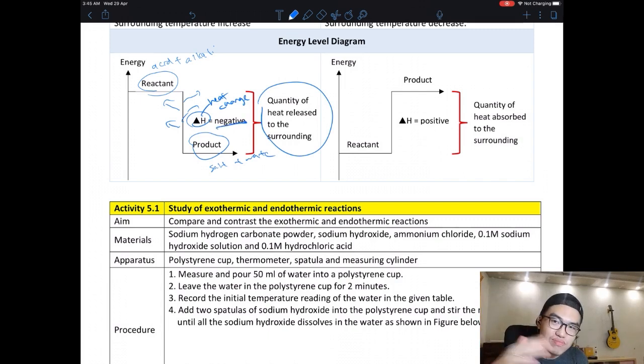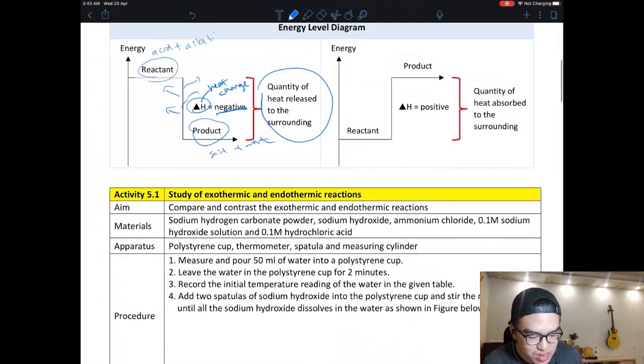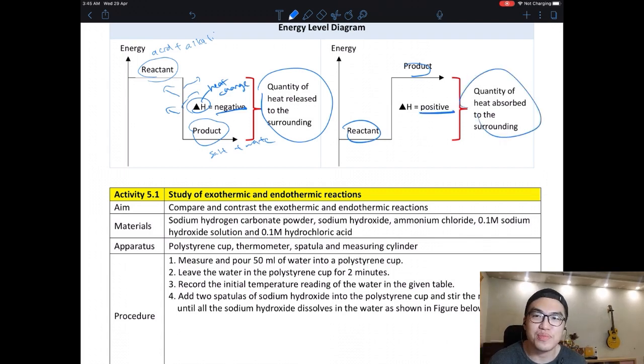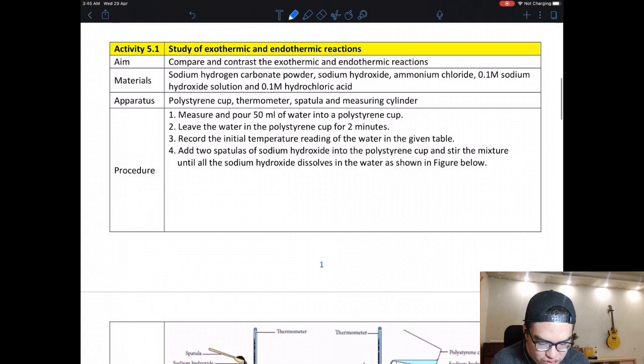Endo is the other way. Your product should have higher energy. I'm gaining energy. Surroundings become colder. I'm sucking energy. That's why the delta H, the heat change, is positive. I'm absorbing the surrounding heat. Common sense.